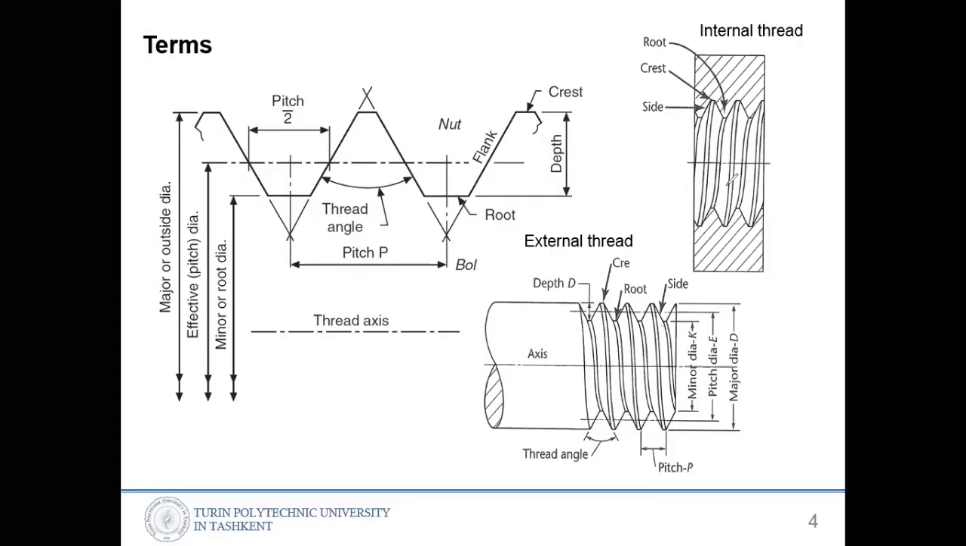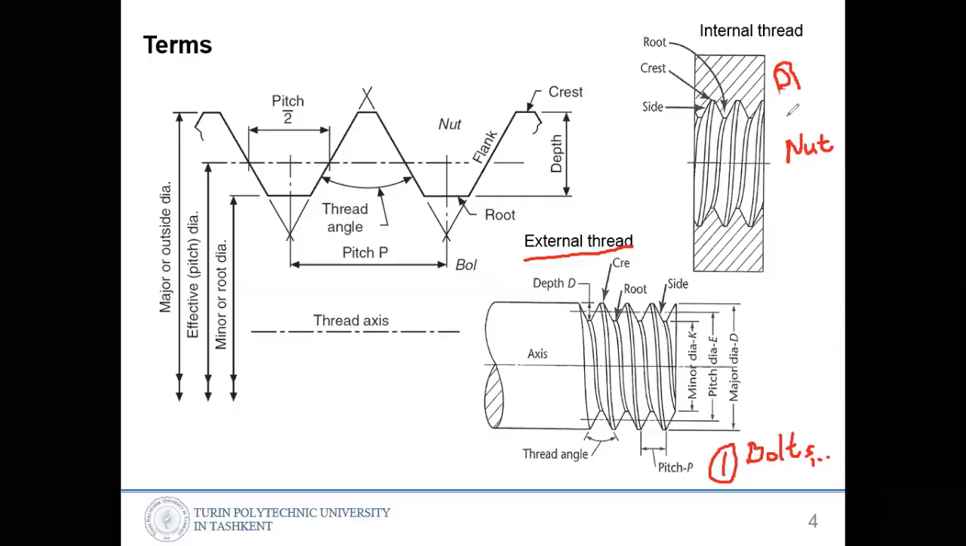So first of all, let's see what kinds of threading there are. There are two types of threading. One is the external thread, which we use in bolts and screws. And another type is the internal one. This second one we use in the nut, the part that has the thread on the inside.